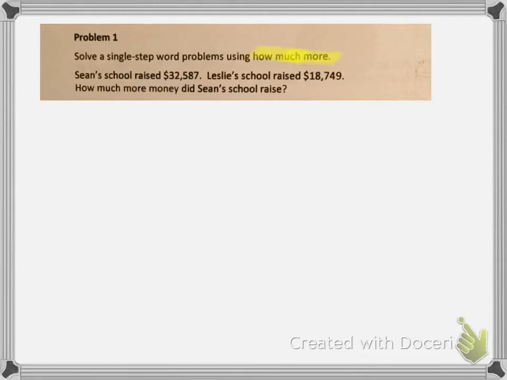All right, we have Sean. We're going to remember when we do word problems, R, D, W, W. Read, draw, write, write. We read our problem. Now we're going to draw our picture. We have two people, Sean and Leslie. So we're going to have two tape diagrams here.